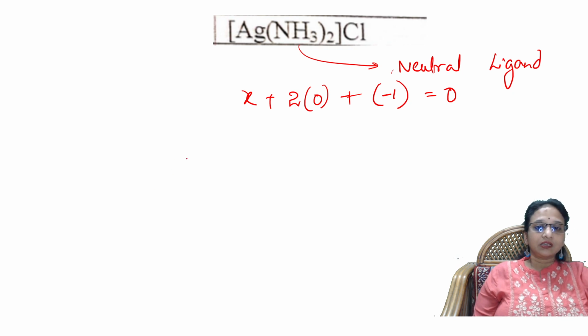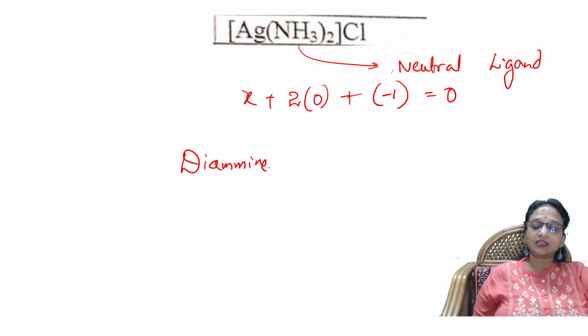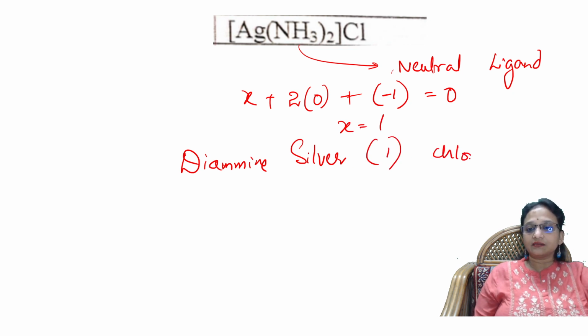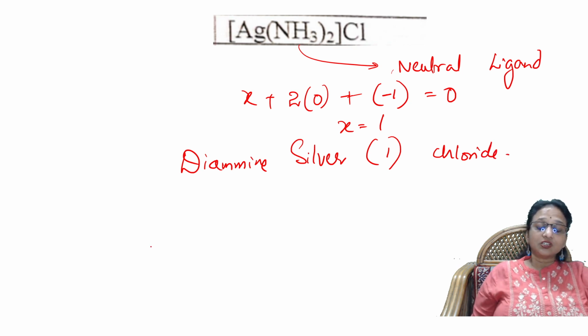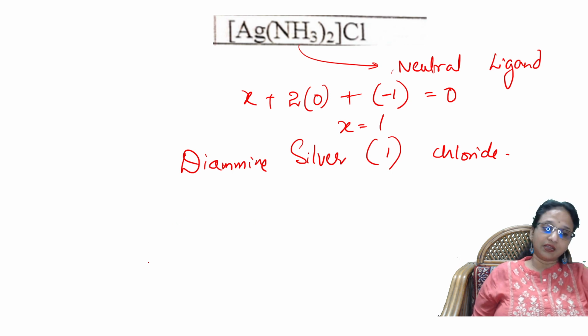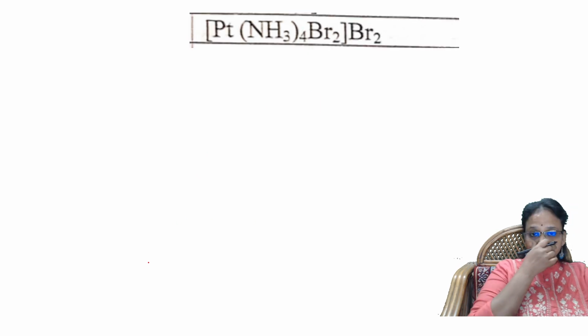Now name it. Start from amine. Diamine. It is neutral ligand. So same name. Then silver. How much did we get? X is equal to 1 here. So silver 1 chloride. Easy, students? Easy. That's all. Just two things: checking oxidation number, writing the name of it. Let us see one more.